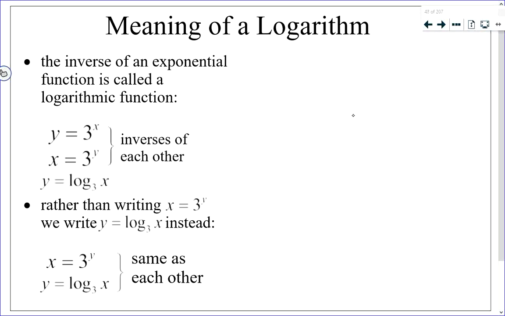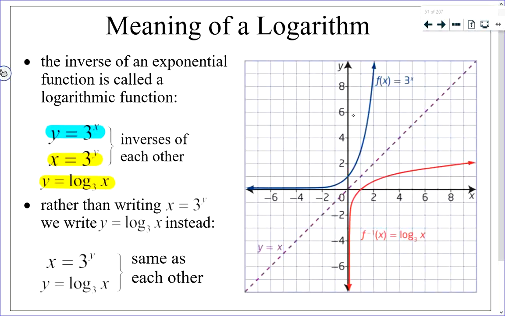What that means is that x equals 3 to the y, which is the inverse of y equals 3 to the x, is the same as y equals log base 3 of x. And this goes back to the beginning where I said the inverse of an exponential function is a logarithmic function. What I have highlighted in blue and what I have highlighted in yellow, 2 lines below, those are inverses of each other. y equals 3 to the x, which is that blue graph, and y equals log base 3 of x, which is the red graph. These two graphs are inverses of each other.